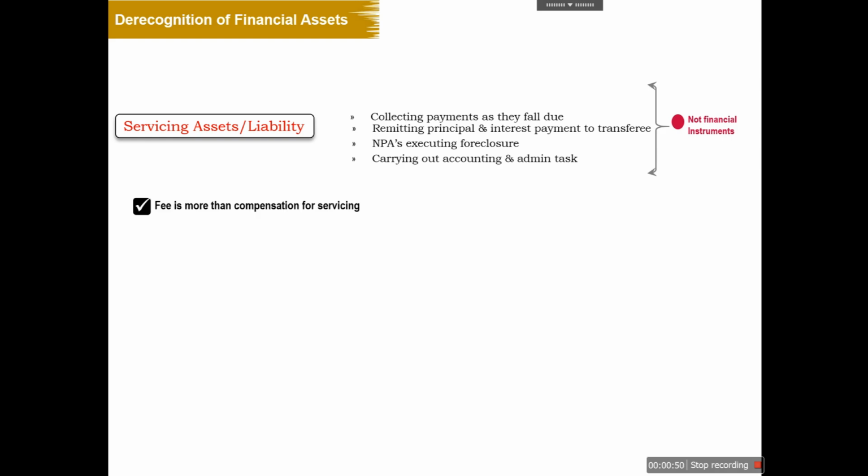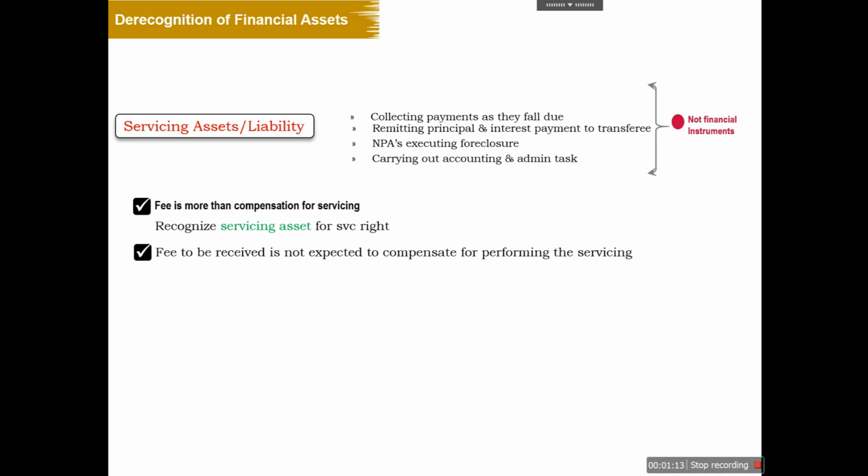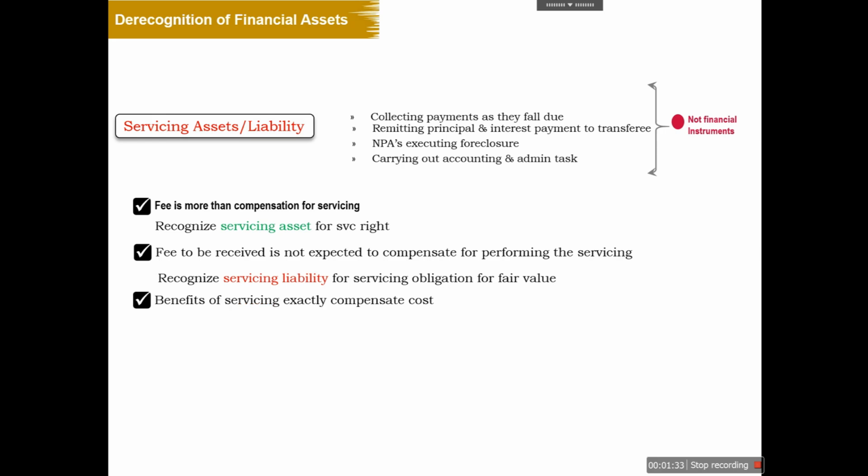So in this case, if the fee received for servicing the asset or liability is more than the compensation for the servicing, in that case, we need to recognize it as a servicing asset for the service right because the fees expected to be received is more than the cost of providing the service. On the opposite side, if the fee to be received is not expected to compensate for performing the servicing, in that case, we need to recognize a servicing liability for the service obligation because the fee is lesser as compared to the cost of servicing it. And if the benefit of servicing exactly compensates the cost, in that case we need not do anything because there is no servicing asset or servicing liability as the fair value of the service contract is zero.